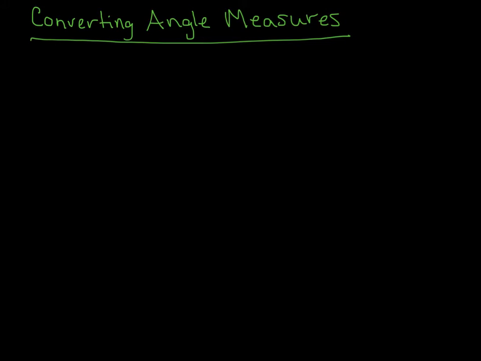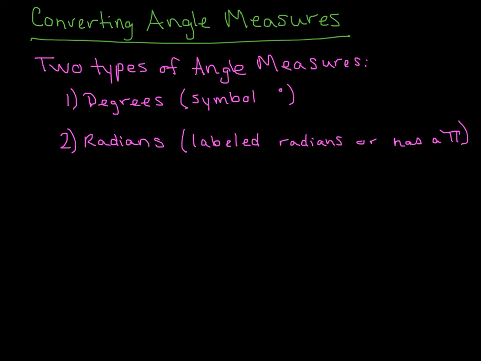So this next lesson is about converting angle measures. There are two types of angle measures. The two types of angle measures are degrees, which you're used to, and the symbol is that little circle at the top after the numbers. And then this year we're learning about radians.